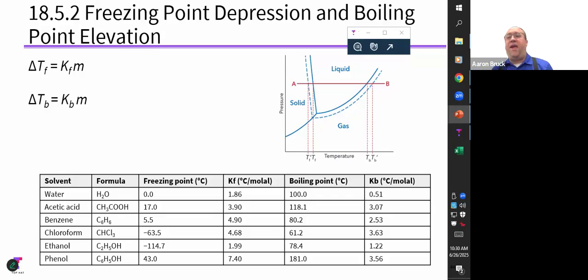Now, the values of Kf and Kb, those are constants, and they are specific to the individual solvent. So the solvent itself is what dictates Kf or Kb, and it has a lot to do with the intermolecular forces that are exhibited by that particular solvent.